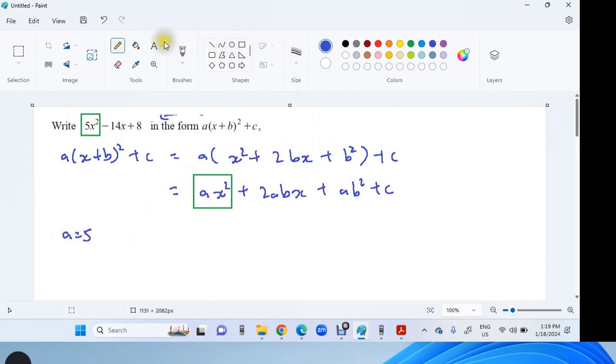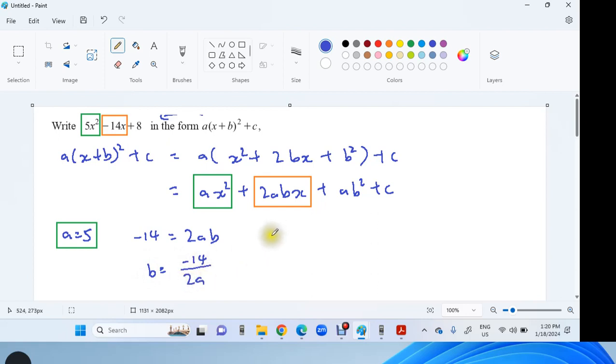And then we compare the coefficient of x. So the coefficient of x will be this one. Okay, so we have negative 14 equal to 2ab. So b will be negative 14 over 2a. So b is negative 14 over 2 times 5. So it's negative 7 over 5. Okay, so we cancel here, negative 7 over 5.